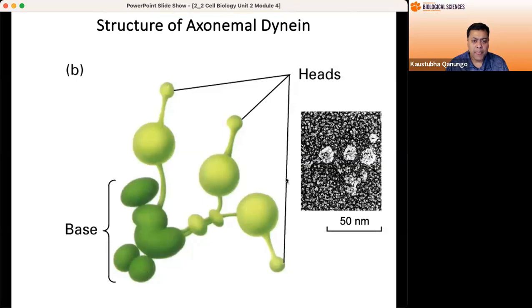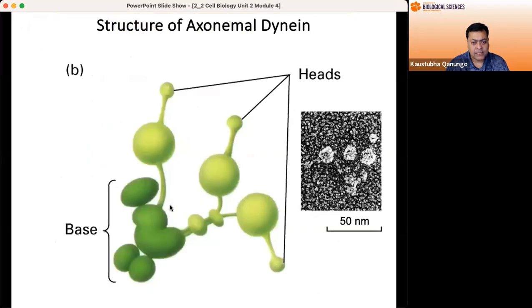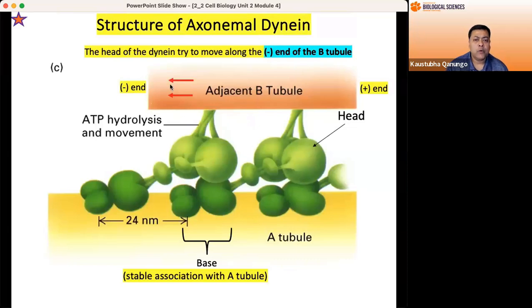So this is the base and these are the heads. Let's take a look. Here you have the adjacent B tubule, with the minus end and plus end. And here is a stable association with the A tubule. This is attached, and they are kind of hanging in there. Dynein is a minus-end directed motor. With the help of ATP hydrolysis, they move towards that.